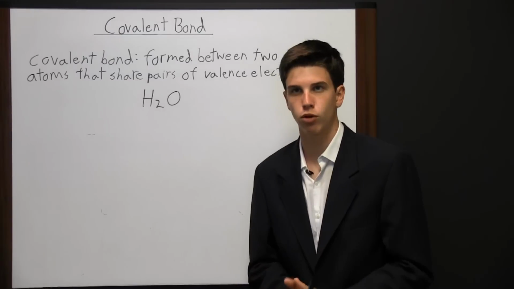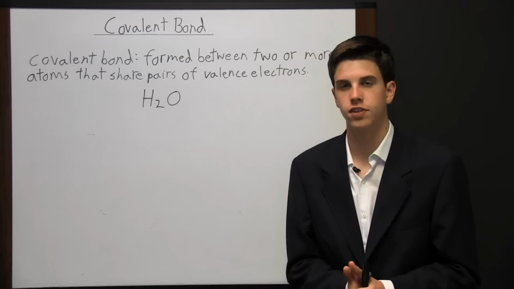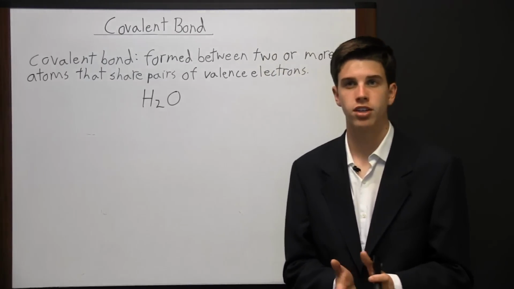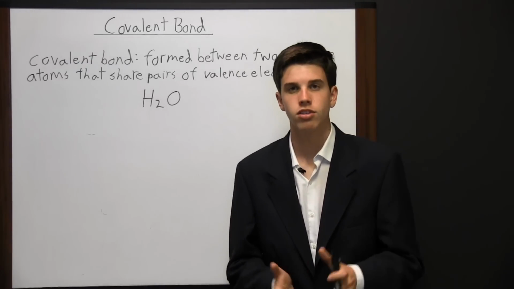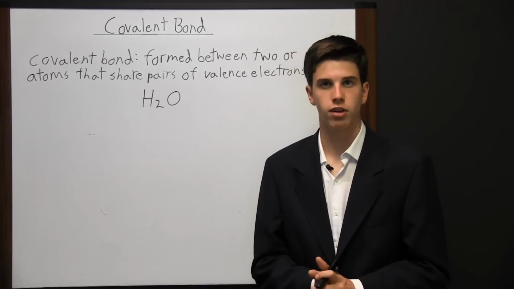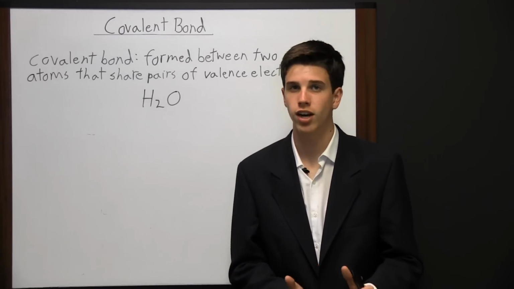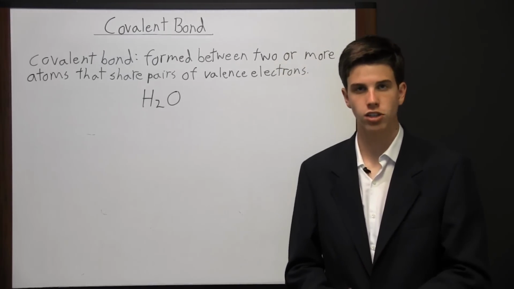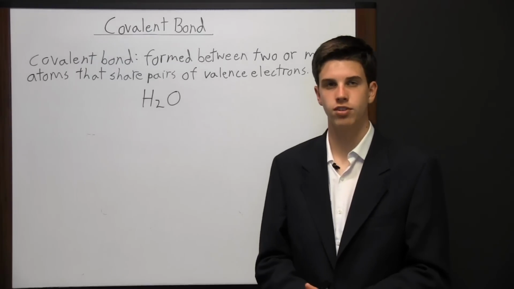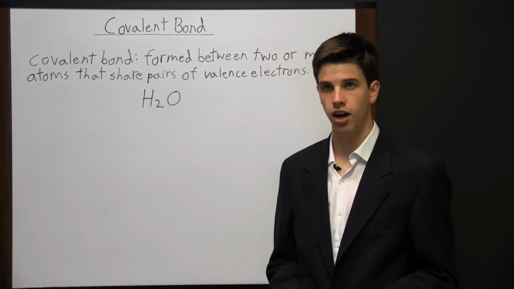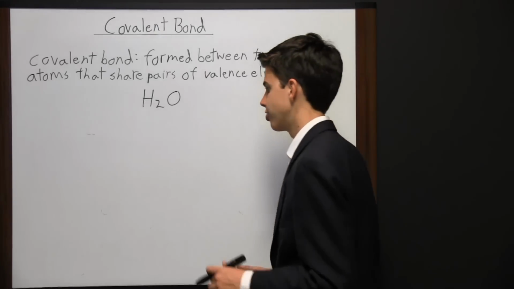Each hydrogen atom requires one valence electron to fill its outer shell, and oxygen requires two valence electrons to fill its outer shell. So, by sharing one valence electron with each hydrogen atom, oxygen fills its outer shell. Likewise, by sharing their valence electrons with oxygen, each hydrogen atom fills its outer shell. So, in water, oxygen has two covalent bonds, one to each hydrogen atom.